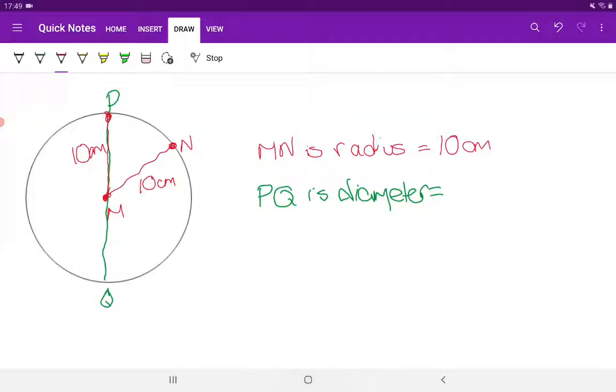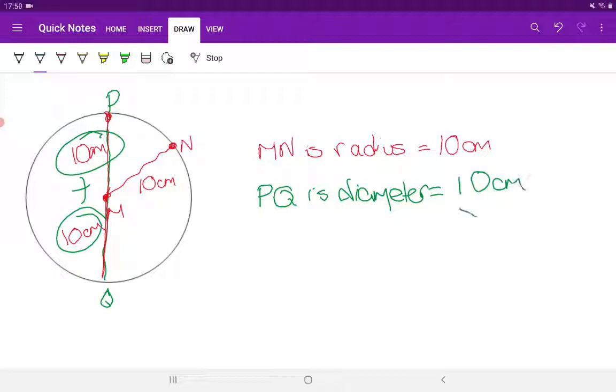And this distance from M to Q is also the distance from the centre to the outside, so it's also a radius, it's also 10 centimetres. So PQ is that 10 plus that 10, so PQ is 10 times 2, or double 10, or 10 add 10, it's 20 centimetres.